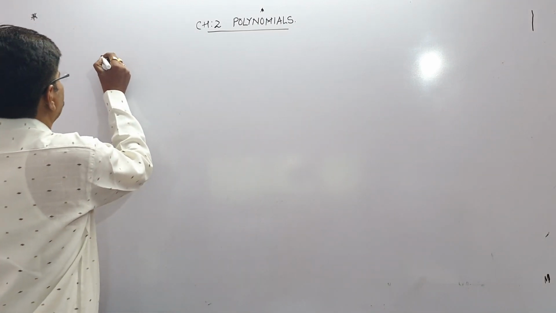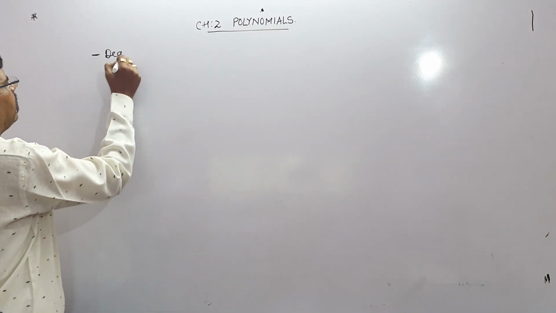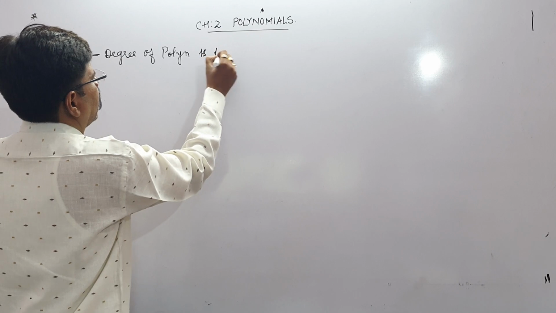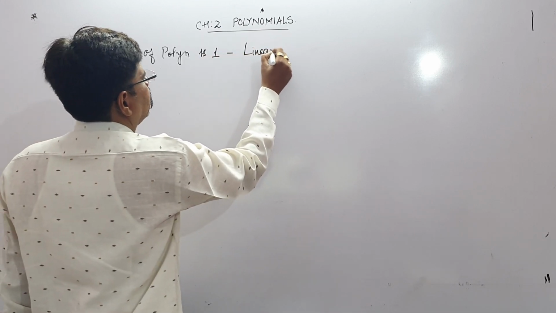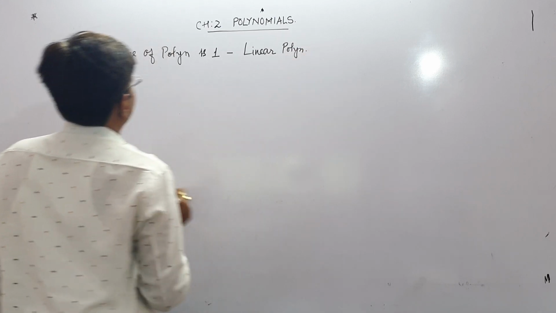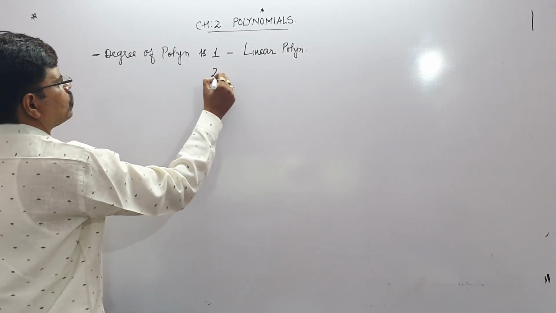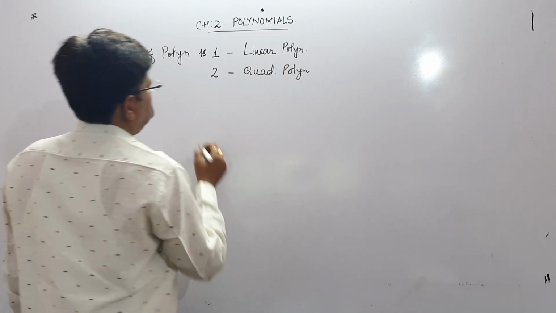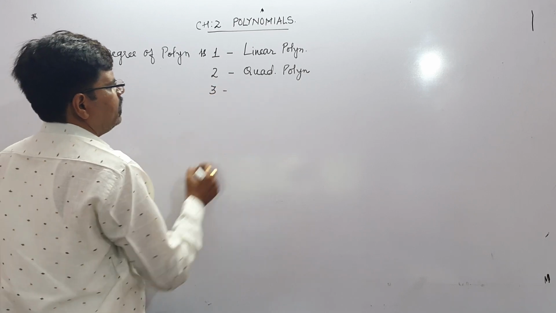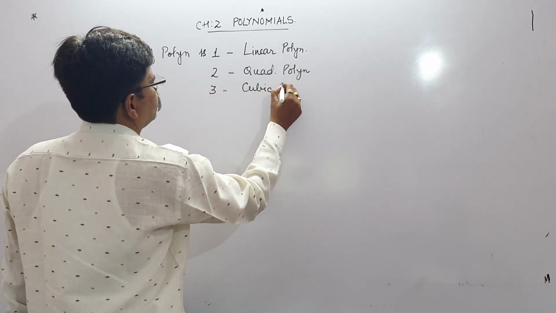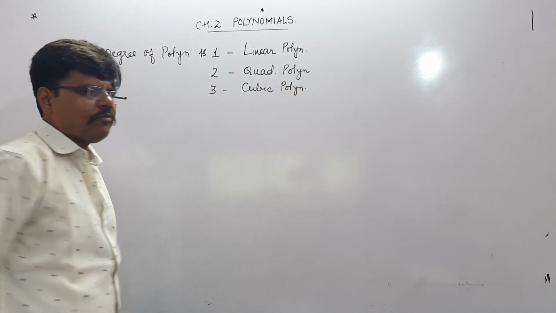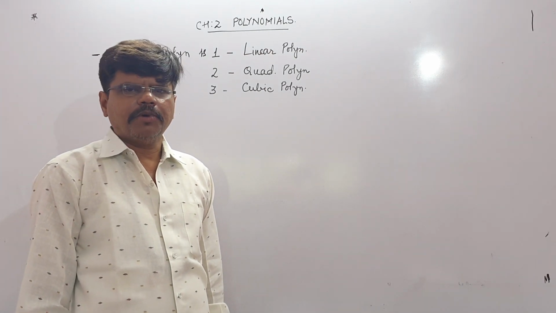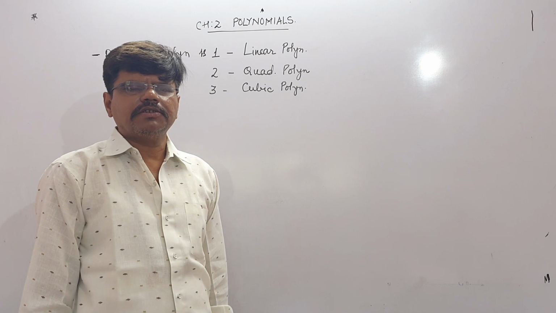If the degree of polynomial is 1, it is called linear polynomial. If the degree of polynomial is 2, it is called quadratic polynomial. And if the degree of polynomial is 3, it is called cubic polynomial. We will do one or two examples to find out the degree of polynomial as well as the coefficients of the given term.